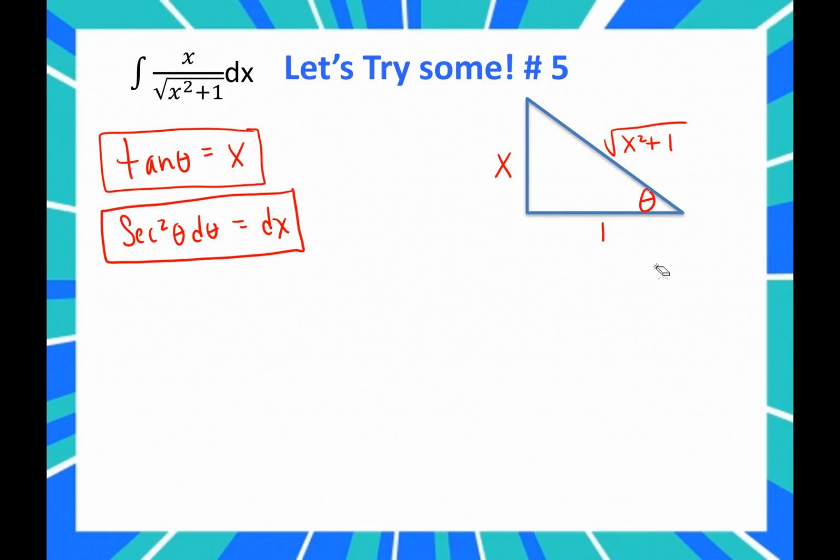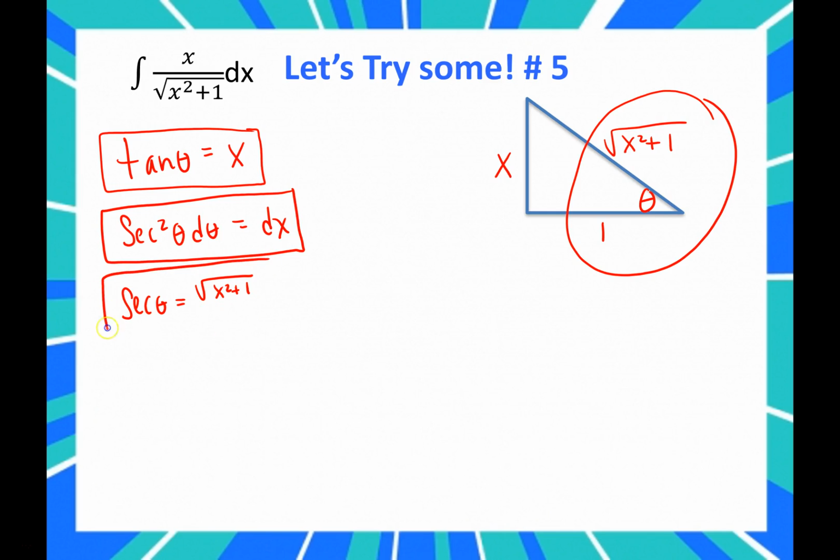So now I need to solve for square root of x squared plus 1, and that is going to be secant. And here's the big hint: if you see secant, you're probably going to use it here. So secant of theta is hypotenuse over 1, which is really nice. That over 1 just disappears. So we've got our matches already.